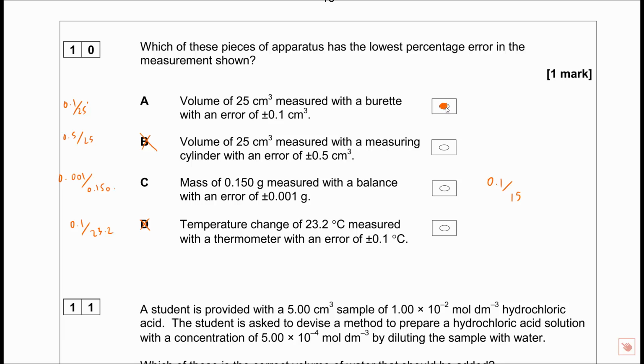I would have done it on a calculator, but I haven't got a calculator on me. So A is going to be our lowest percentage error there. It's basically the error itself of the equipment divided by the measurement.